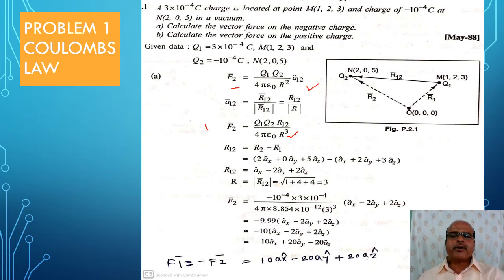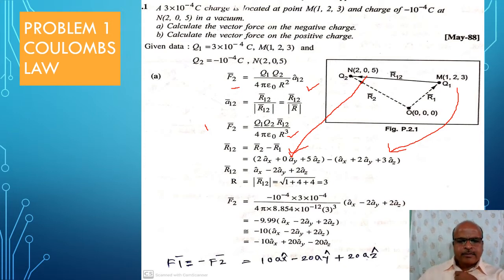Therefore, we have to write down the equation for that. 2, 0, 5 can be written as 2ax cap plus 0ay plus 5az. This middle term is 0. Therefore, 2ax cap plus 5az cap. Similarly, we have to write down the equation for R1. Here the coefficient is 1, therefore directly taken as ax cap plus 2ay cap plus 3az cap. And if we subtract these equations, then we will get the value ax cap minus 2ay cap plus 2az cap.